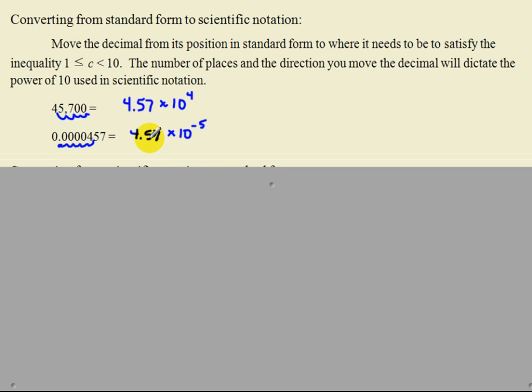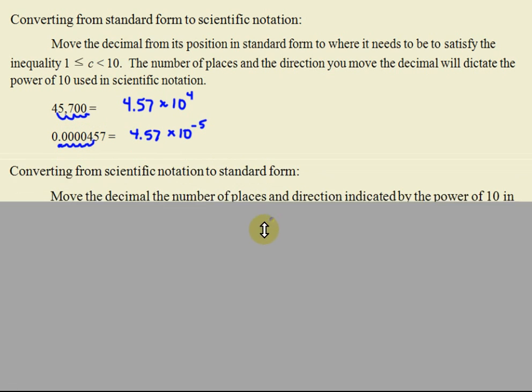Notice in both cases we get a coefficient that's at least 1, but less than 10. Also notice, if you look at the absolute value of this negative exponent, that would be 5, subtract 1, and that's 4. That's the number of zeros that you'll have after the decimal, but before your first non-zero number.